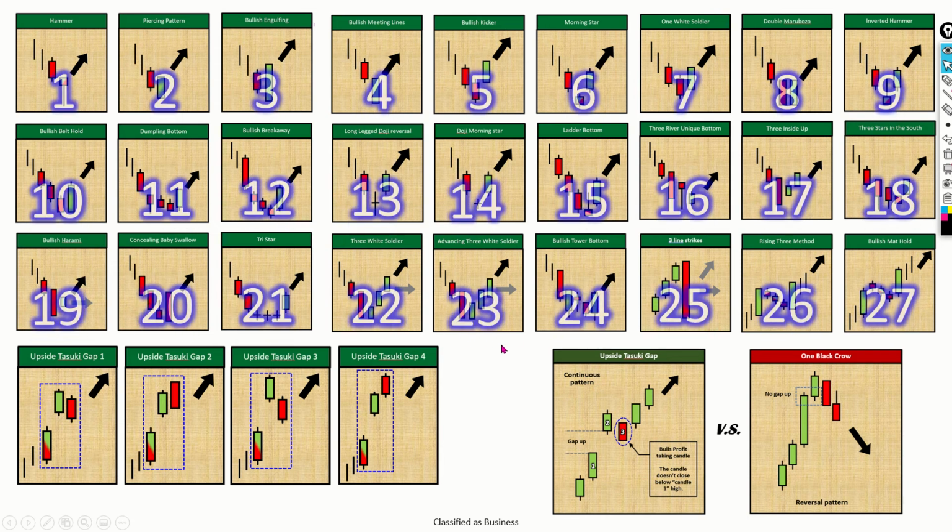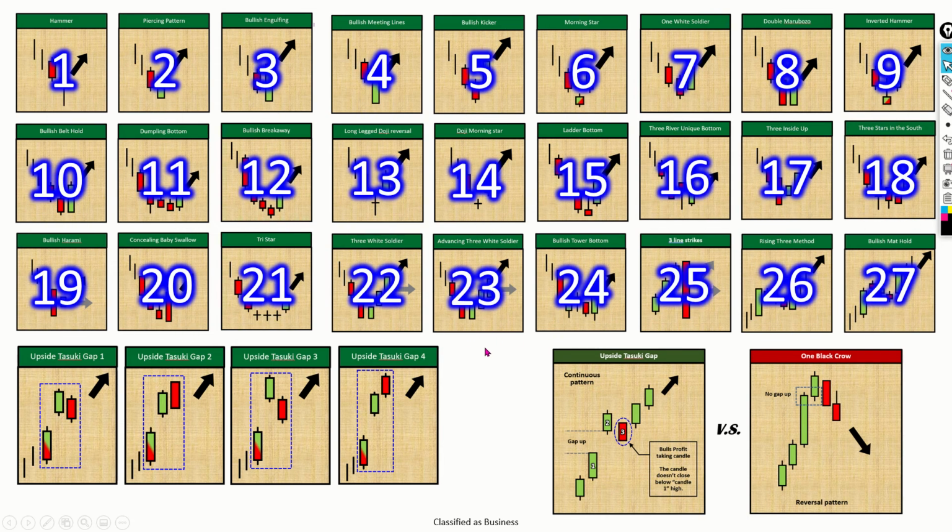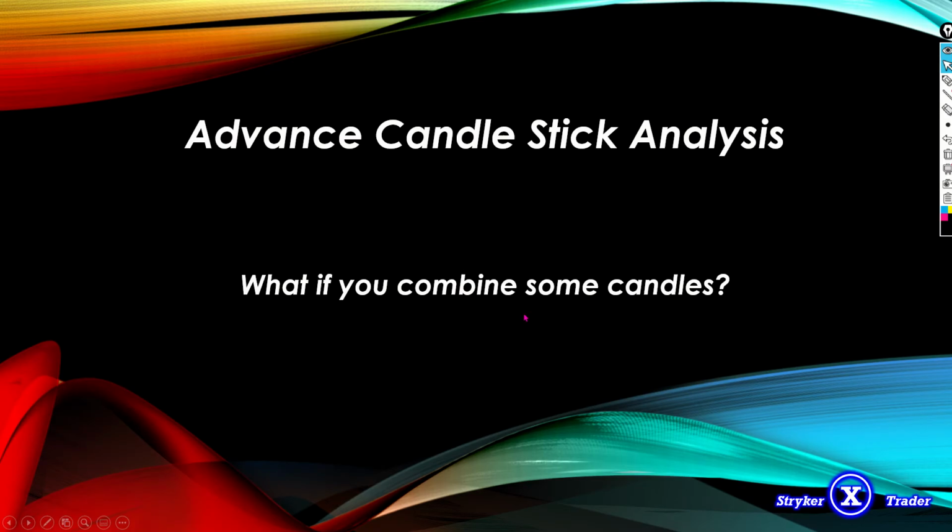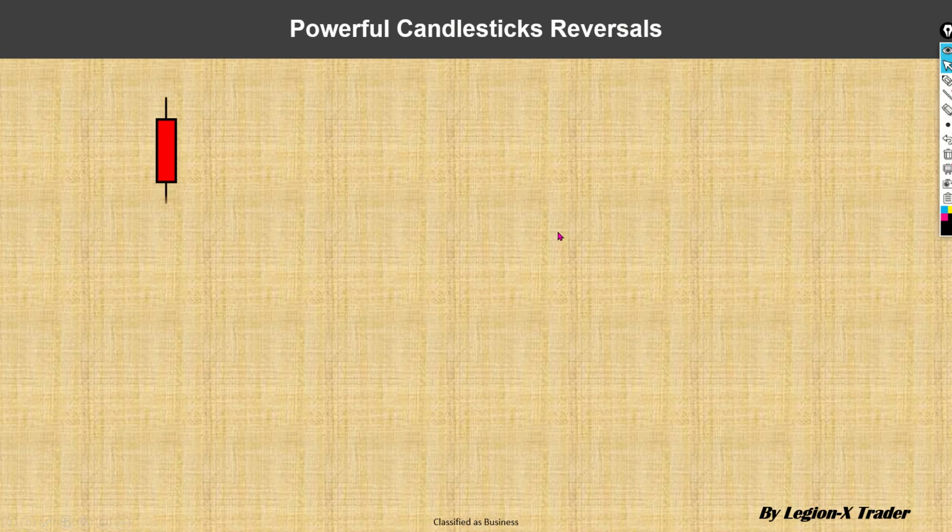All together right here, you could see the ones that are quite easy to remember on the patterns would be 27. The one on 28 is slightly harder to remember because it has some variances as well. This is not to be mistaken with the one black crow, which is a bearish reversal candle. All these are bullish candles. This is considered advanced candlestick analysis. Let's look at one of these examples.